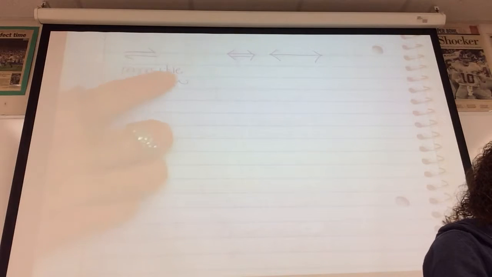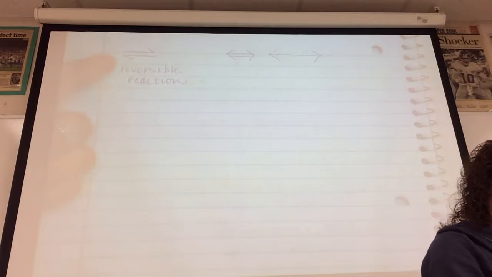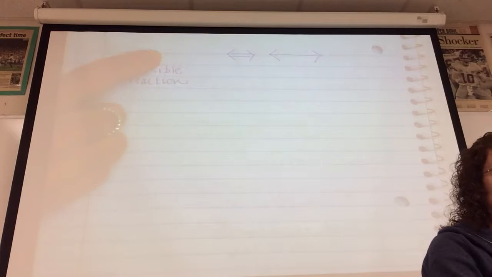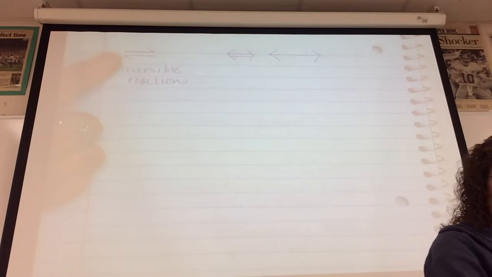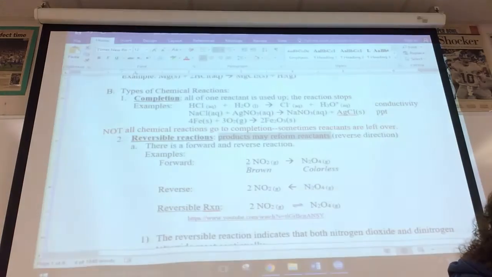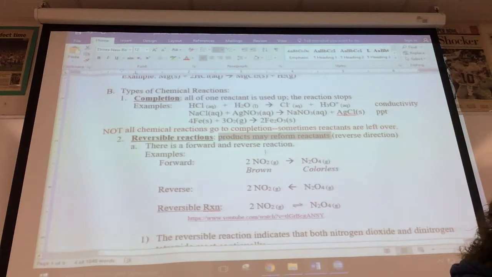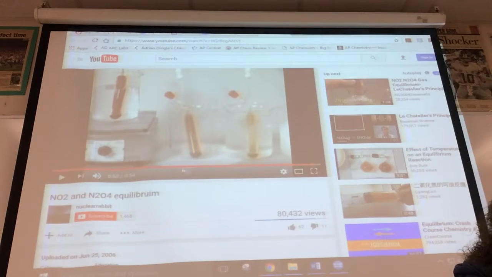But a reversible reaction is one that goes forward and backward. And what you'll see is when the rate of the forward reaction is equal to the rate of the reverse reaction, you have chemical equilibrium. And that's what we're going to get into today. I do want to show you the video that shows this reversible reaction where you go from brown nitrogen dioxide to colorless dinitrogen tetroxide. And you'll see that here.